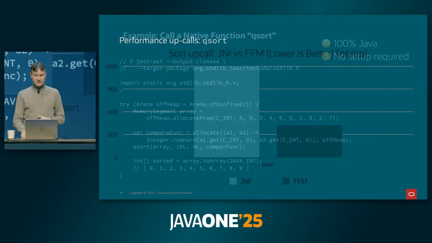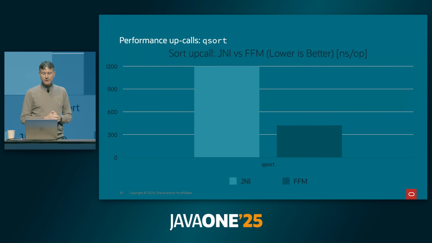So this shows an upcall. And the good thing here is that an upcall is much faster than JNI, because Jorn has put in a lot of effort and optimized this. So you will see a significant improvement if you have upcalls in JNI and convert to FFM.